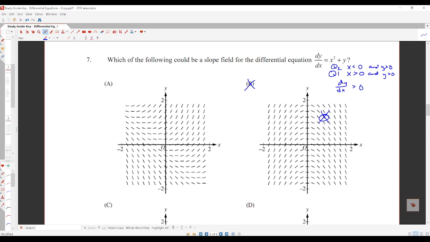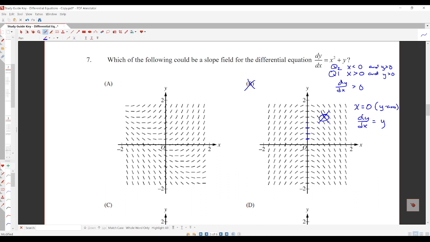We could do something even, so you can go quadrant by quadrant. That would help. The other option, and I've done this before with you, is to let x be 0 and y be 0. So what happens if x is 0? Then dy/dx is y. So look at this here. On the y-axis, that's where x is 0, the slope should be equal to the y coordinate. So if I look at B again, which we've already eliminated, the slopes here are all 0. That means right here at y is 1, there should be a slope of 1. At 2, a slope of 2. At 3, a slope of 3. So we could have eliminated B for that reason.